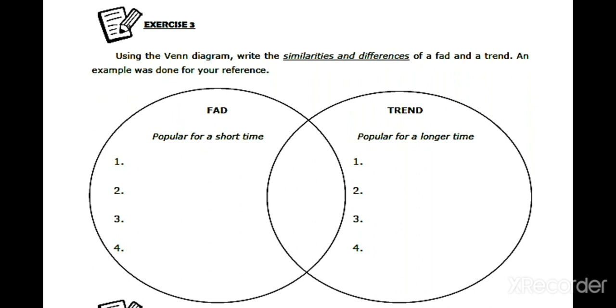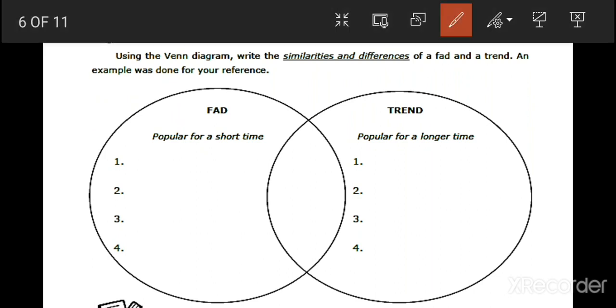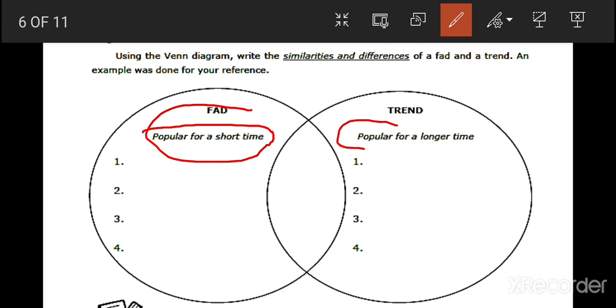Exercise 3. Using the Venn diagram, write the similarities and differences of a fad and a trend. An example was done for your reference. So here, we have a Venn diagram. So in the outer circles, I want you to write the differences. So the outer circles, they are the differences.